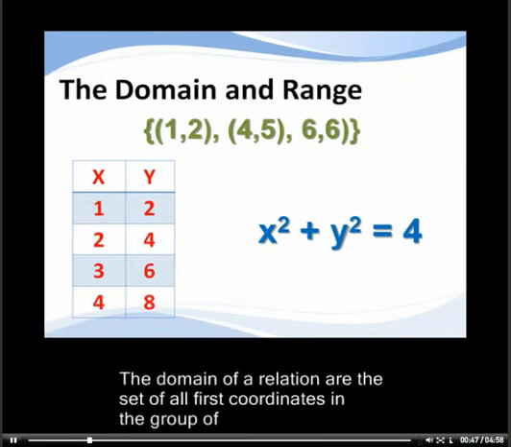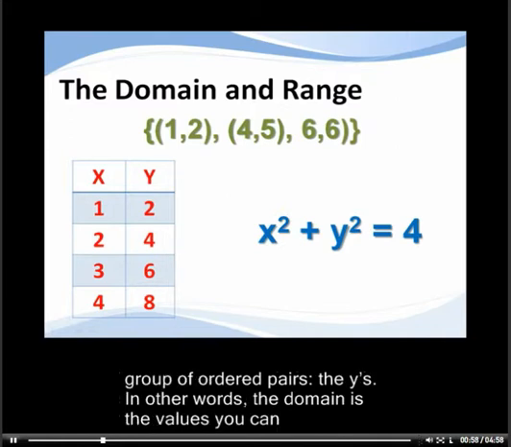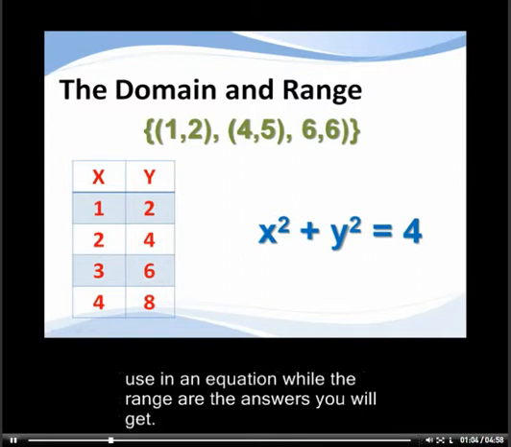The domain of a relation are the set of all first coordinates in the group of ordered pairs, the x's, while the range are the set of all the second coordinates in a group of ordered pairs, the y's. In other words, the domain is the values you use in an equation, while the range are the answers you will get.